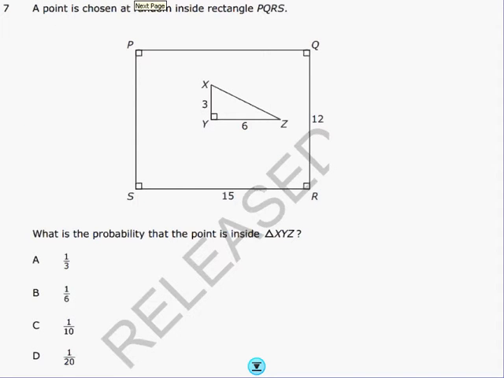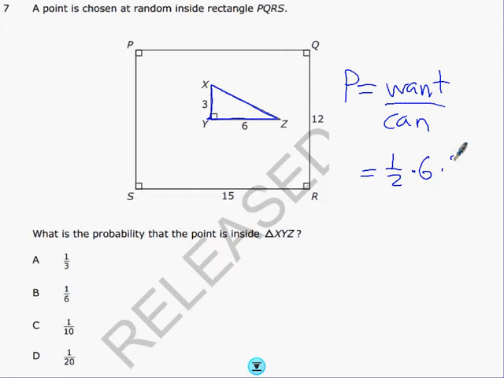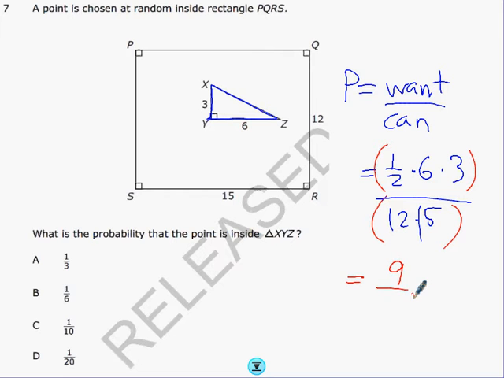If a point is chosen at random inside the rectangle, what is the probability that it's inside the triangle? So again, it's what we want to happen over what can happen. We want it to land in this area right here. That's a triangle. The area of the triangle is 1/2 times the base times the height. We're going to divide that by the area of the rectangle, which is 12 times 15. Be careful when you're plugging this in the calculator, particularly on the bottom, but you can go ahead and put parentheses around the top and the bottom. It's 9 over 180, which simplifies to 1 over 20. The calculator is perfectly capable of doing this.